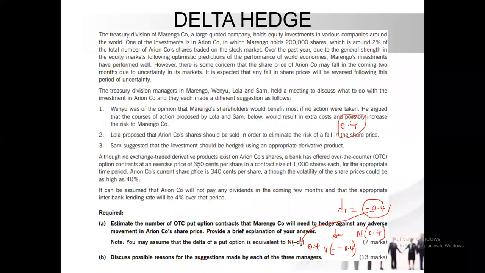Please take your calculators. Let's go, people. What is our PA? 340. What is our PE? 350. What is the T? It is 2 months. What is the risk-free rate? 4%. What is the standard deviation? 40%, 0.4.